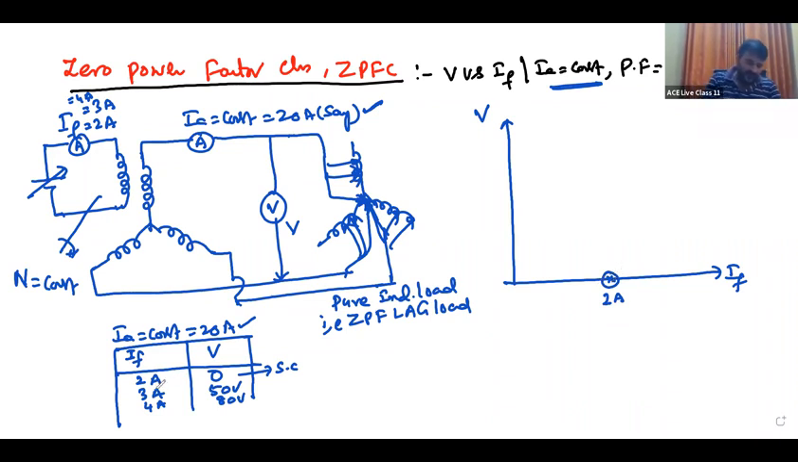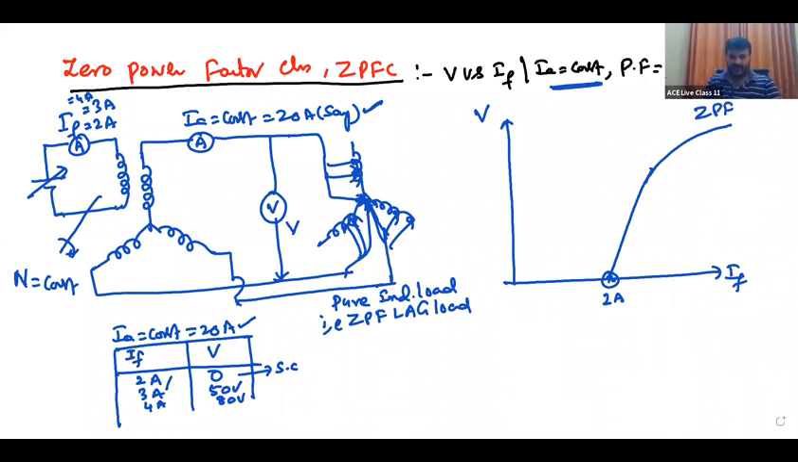Now when field current increases, voltage increases. As impedance increases, we are increasing the field current also to maintain the rated current. But when impedance increases, the voltage drop across the impedance is also more. So it is going to be like this. This is the ZPFC, zero power factor characteristics.